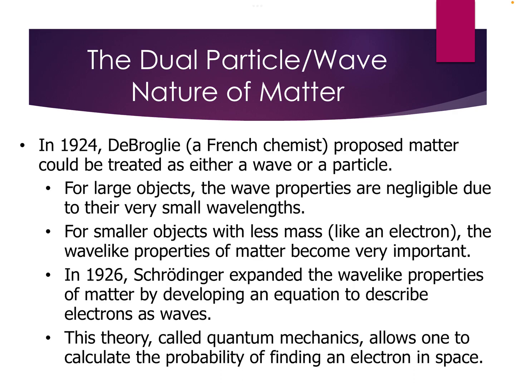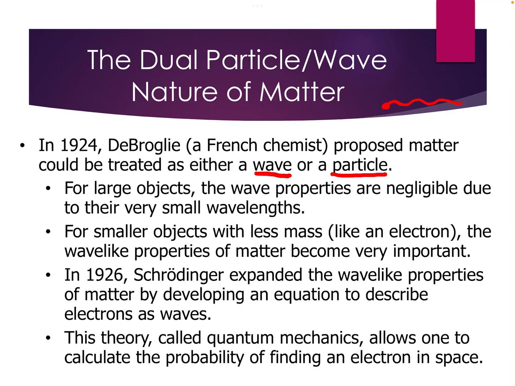In 1924, de Broglie, a French chemist, proposed that matter could be treated as either a wave or a particle. Remember earlier when we were talking about electromagnetic radiation, I said it was a particle traveling as a wave. So that's called the dual particle-wave nature of matter, or the wave-particle duality. We are going to treat matter as either a particle or a wave.